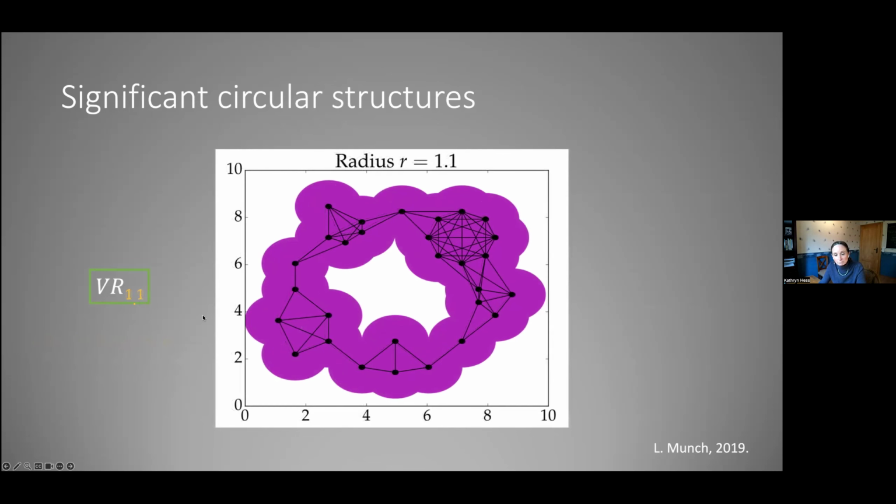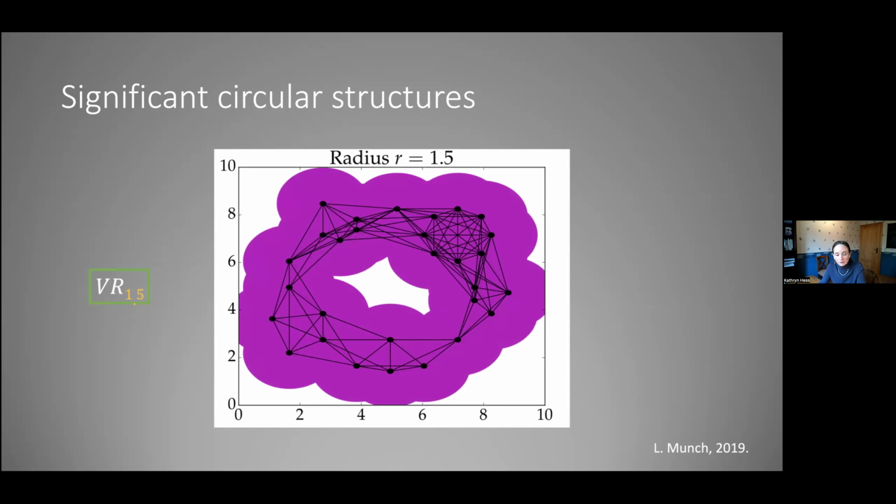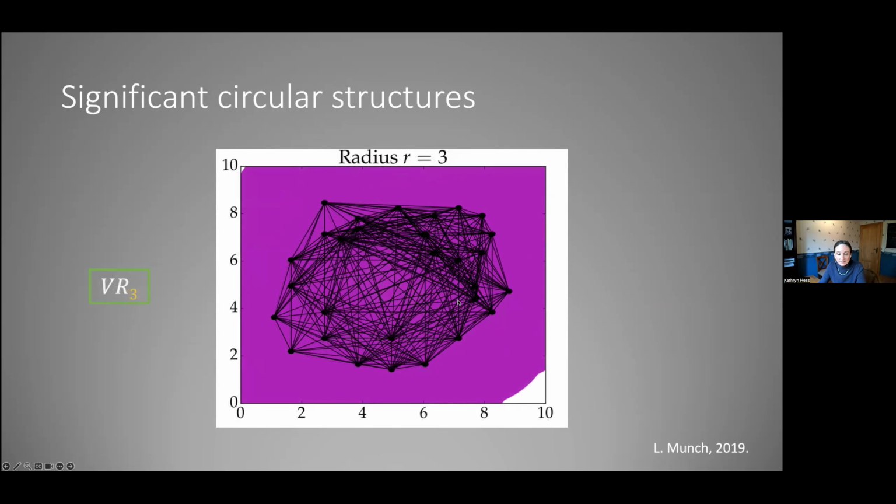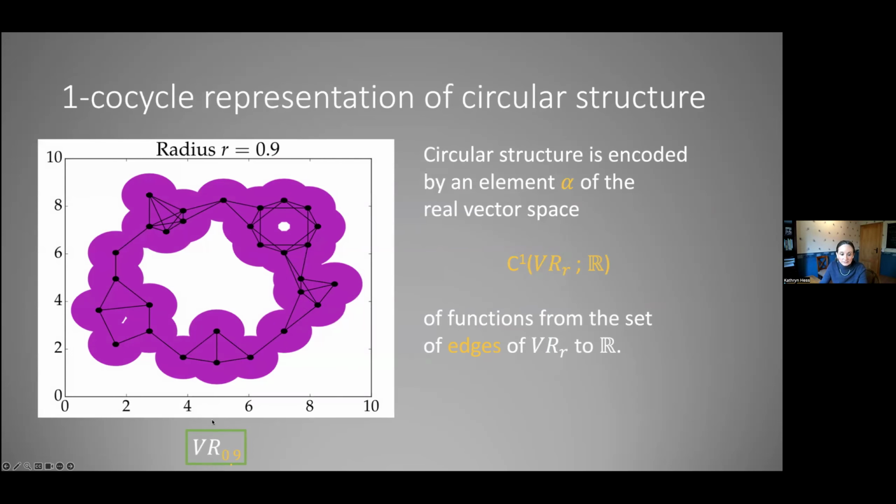And we continue on, 1.1. Okay, we still see the hole in the middle. At 1.5, we still see the hole in the middle, but we're starting to have quite a lot of edges, nodes that are joined by edges. And then, oops, we get to radius 3, and all of a sudden it's all glommed together. Every single pair of points is connected. So let's go back now to this critical radius of 0.9. So this is where this structure first appeared.